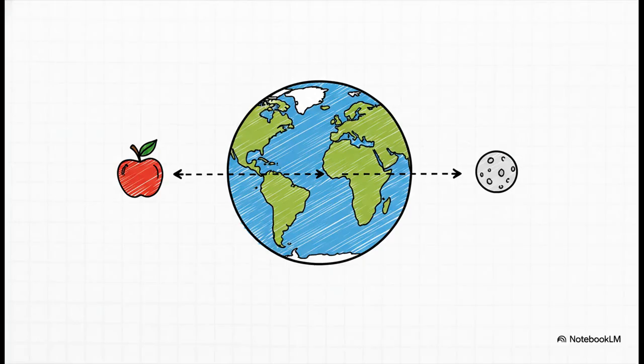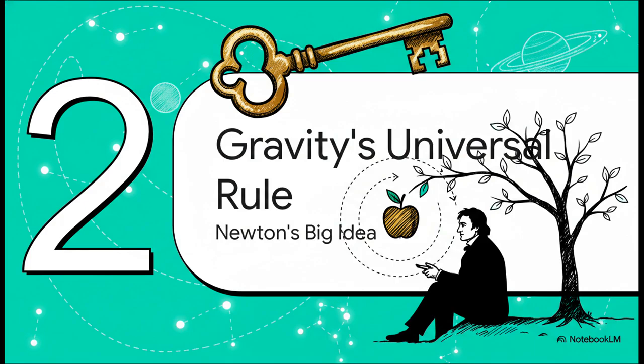And here's the absolute key to the whole thing. We're not talking about two different kinds of physics here. It is the exact same force, the same universal principle that connects a tiny little apple to our massive moon. So let's go find out what that principle is. And for that, we have to thank the one and only Isaac Newton and his law of universal gravitation. This is it. This is the master key that's going to unlock this whole mystery for us.